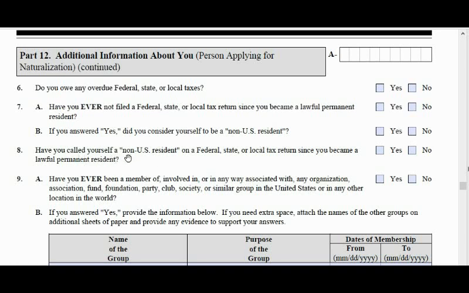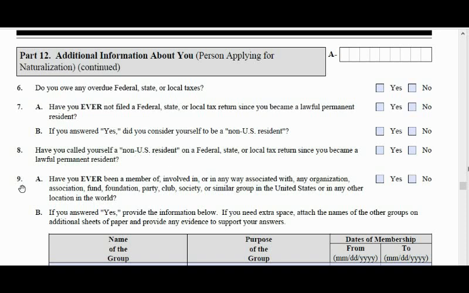Have you called yourself a non-US resident on a federal tax or local tax return since you became a permanent resident? Over here, they ask you if you call yourself a non-US resident after you become a green card holder, because when you have your green card, you become a lawful permanent resident. They ask if you ever called yourself a non-US resident because only a non-U.S. resident won't pay taxes here in the United States of America. But if you are a U.S. resident, then you have to pay tax.